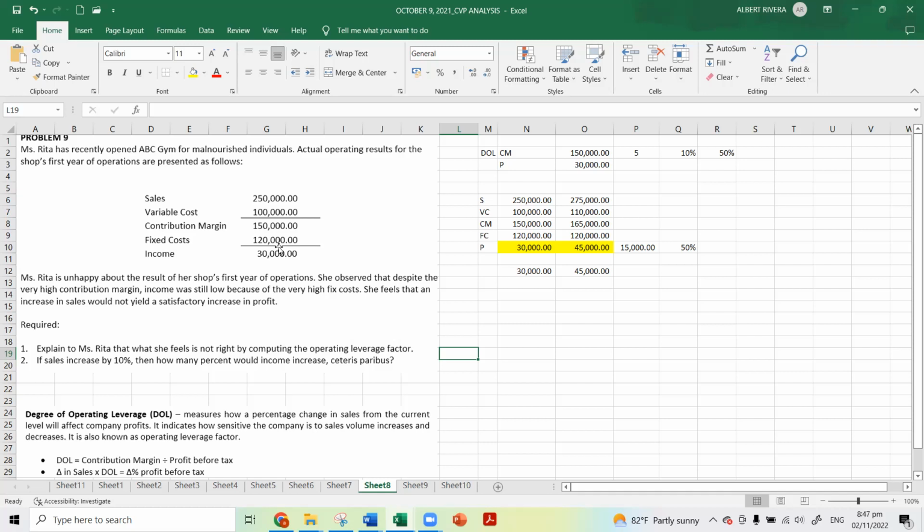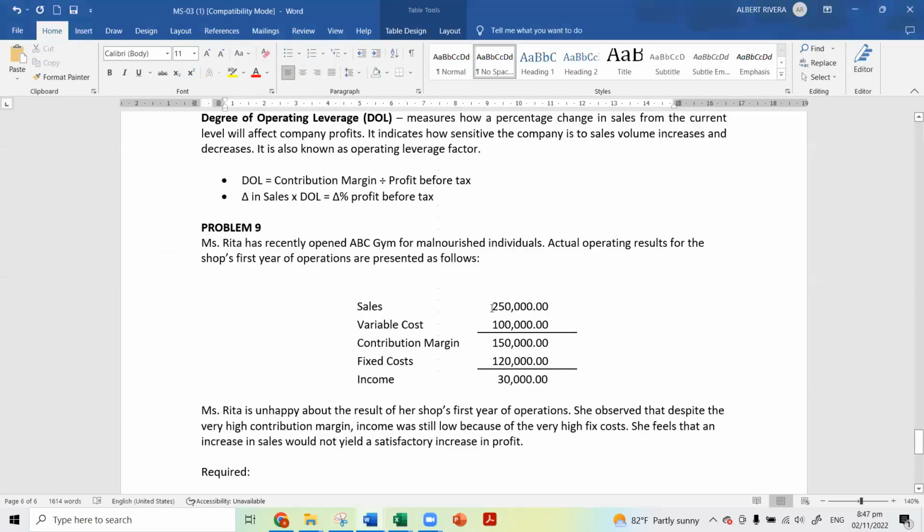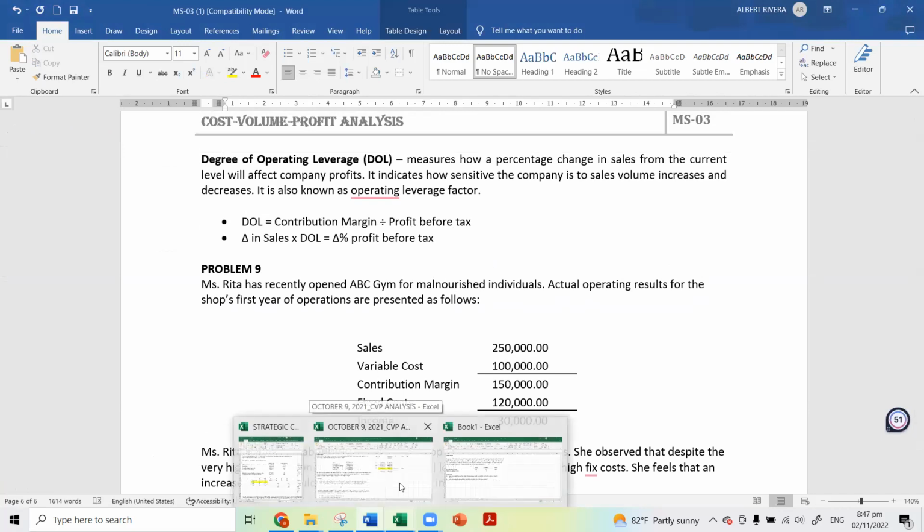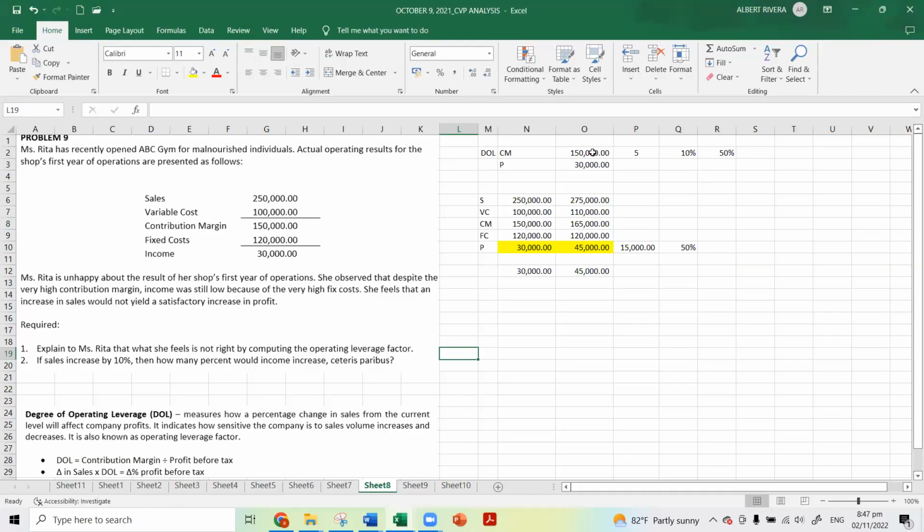So the concept that you will be using here is the degree of operating leverage. And in item number 1, we are asked to compute for the operating leverage factor. The operating leverage factor is the same as the degree of operating leverage. And to compute for that, under the handout, you must use your CM over the profit before tax. Okay, so if we will be using problem number 9, your CM here is 150,000 over your income or profit that will give you 5. And that 5 is your DOL.